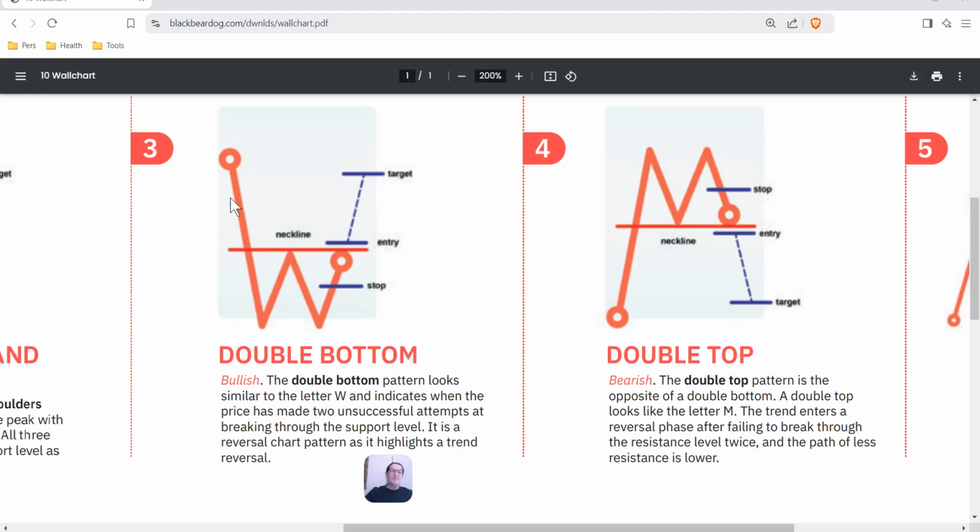So the concept of trading this is very simple. In the case of a W pattern, price has to be moving down.